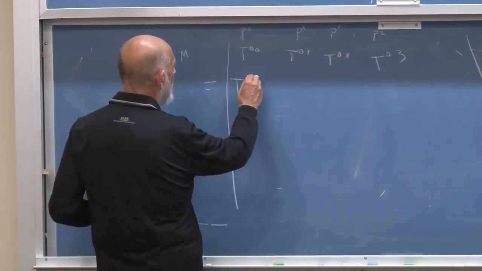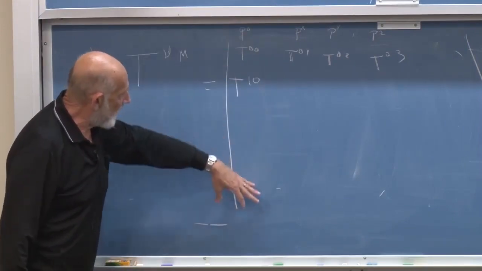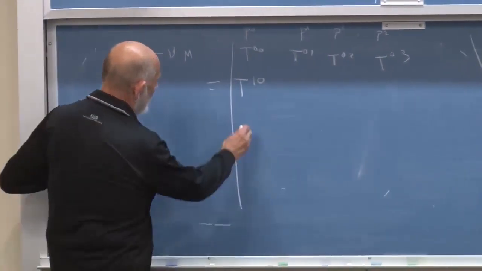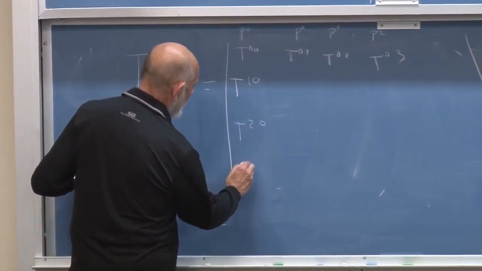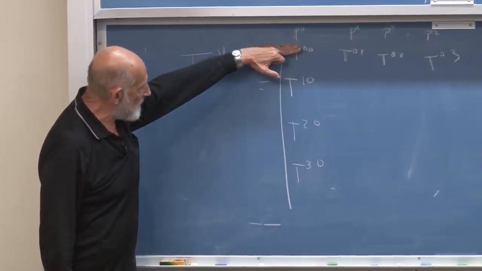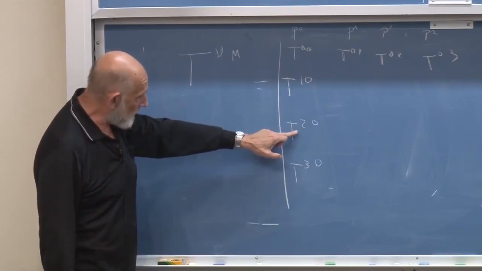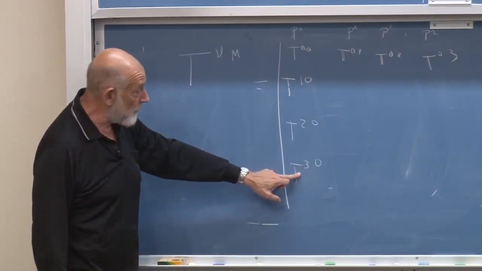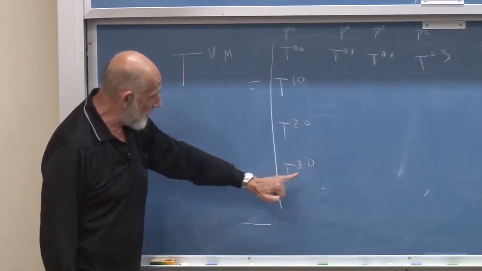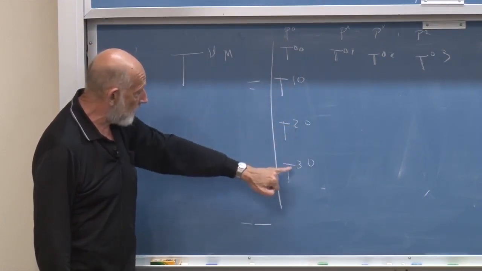We would have T1 naught, T2 naught, T3 naught. Read it down vertically now. The meaning of this is the density of energy, the flux of energy in the x direction, the flux of energy in the y direction, and the flux of energy in the z direction. So the second index says energy. The first index says density, flux, flux, flux.